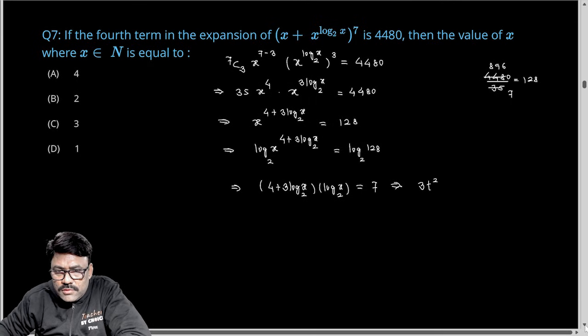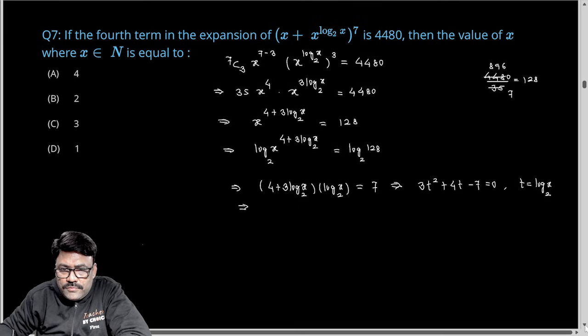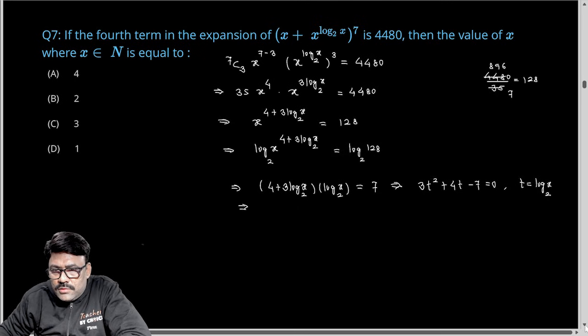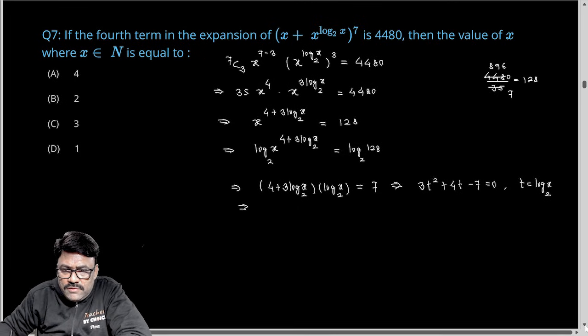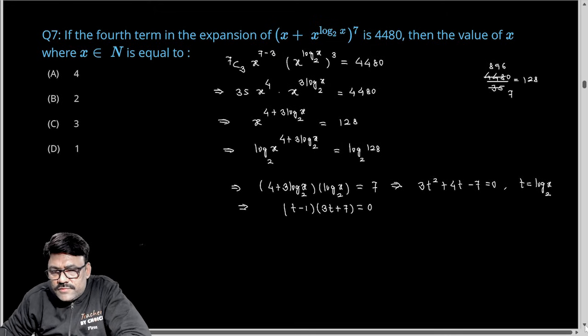3t square plus 4t minus 7 equals 0. T is what? T is log x with the base 2. And you can see that one factor, t is equal to 1 satisfies. So one factor is t minus 1. Other factor is 3t plus 7. Just check carefully. If you multiply, you will get 3t square plus 4t minus 7.